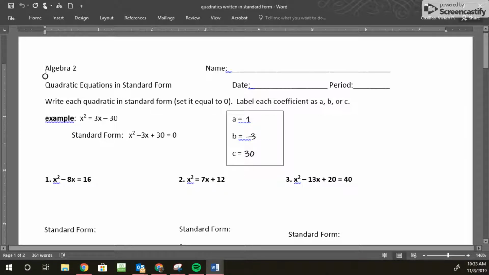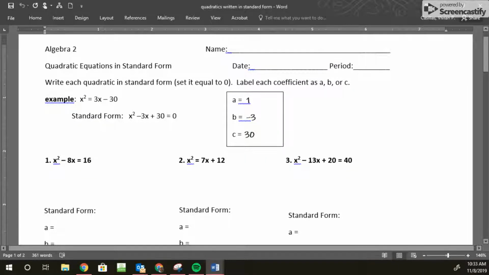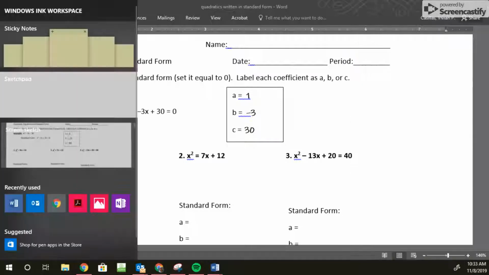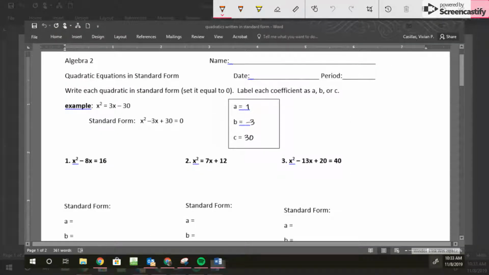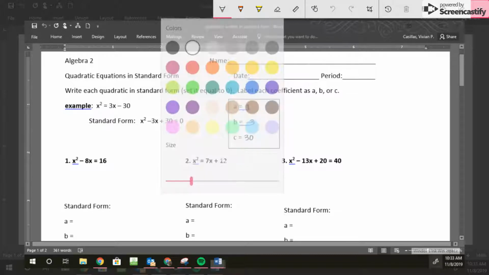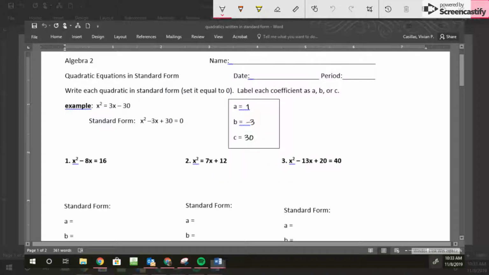On this worksheet, you are taking a quadratic equation and putting it in standard form. To put the equation into standard form, the easiest way to do it is just to think it has to equal 0. So I want you to take the equations and solve it so that it equals 0.